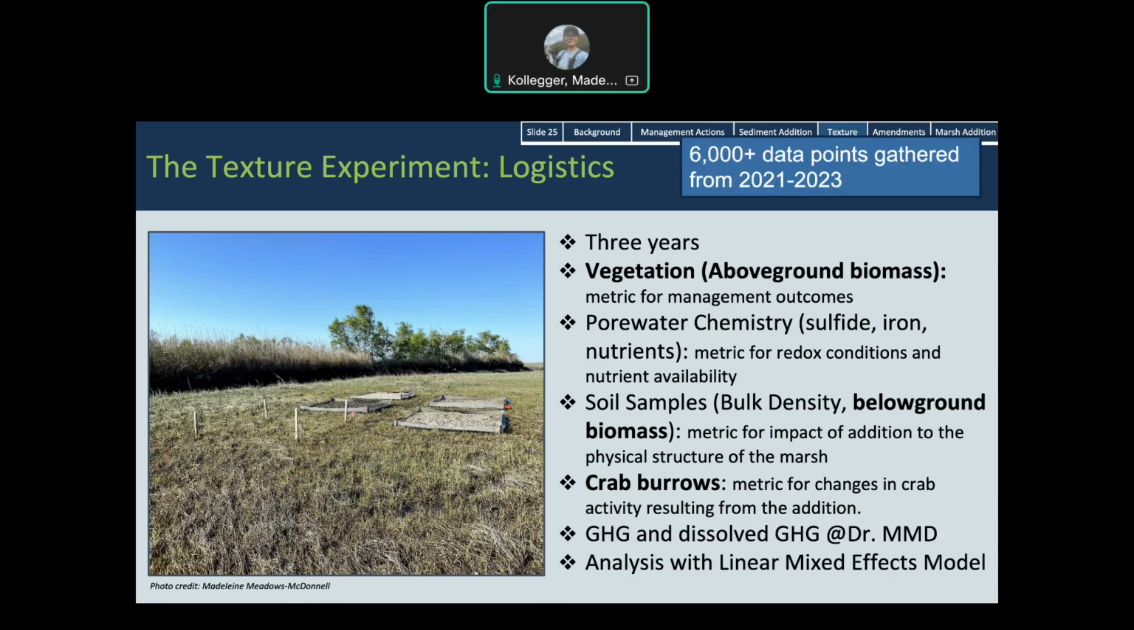In total, we took over 6,000 data points between 2021 and 2023. It's an immense data set. I unfortunately can only talk about vegetation, below ground biomass, and crab burrows today.